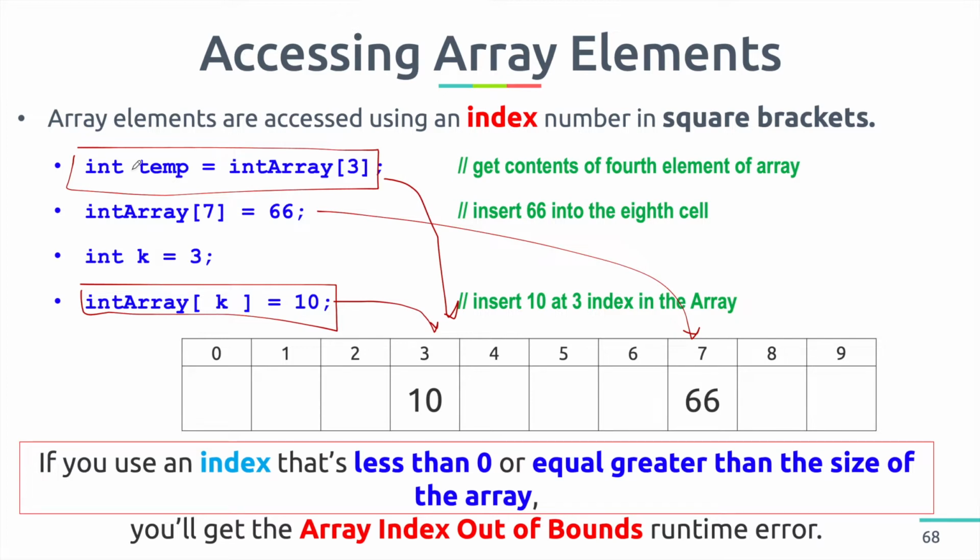So what happens if we try to access an index that is less than 0 or greater than the highest index in the array or equal to the size? We will get an array index out of bounds runtime error. So we shouldn't try to access the index -1 or equal to or greater than the size.